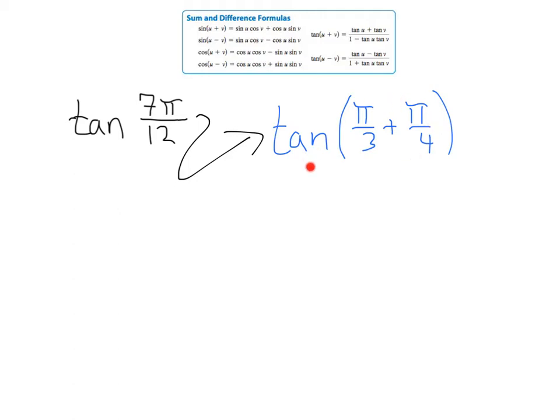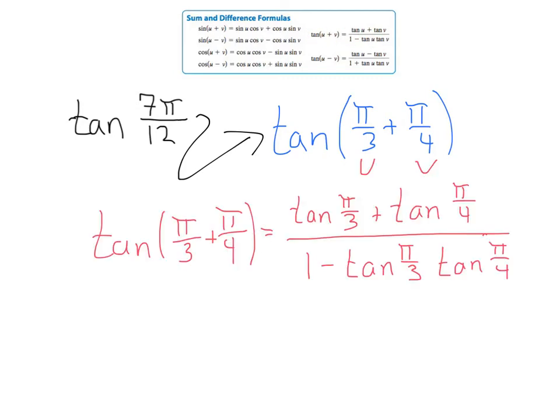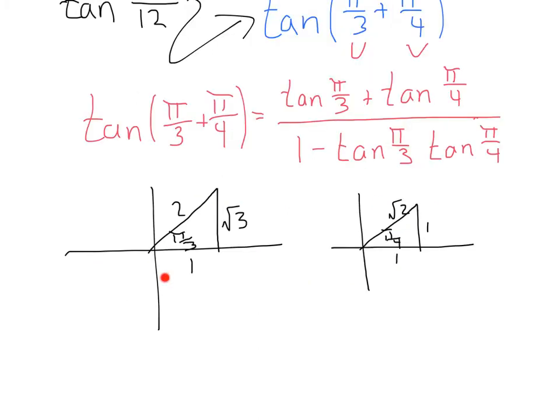Perfect. This is going to be tangent u plus v, so we're going to use this tangent u plus v identity. Doing that, we'll get this big expression right here. Looks like we need to draw triangles for pi over 3 and pi over 4. And here we have both our triangles.